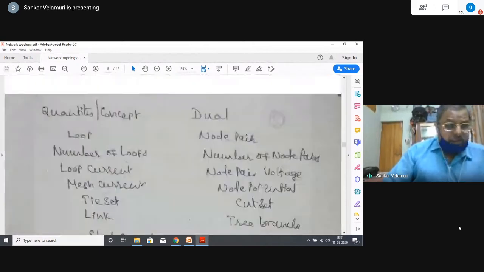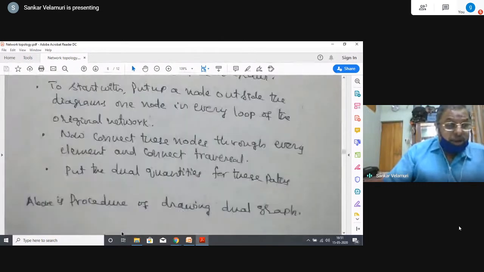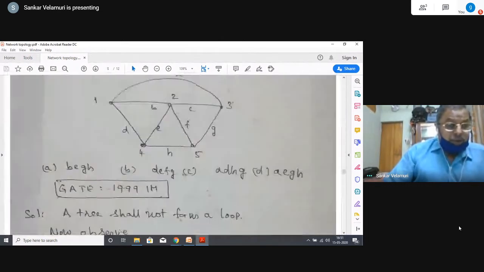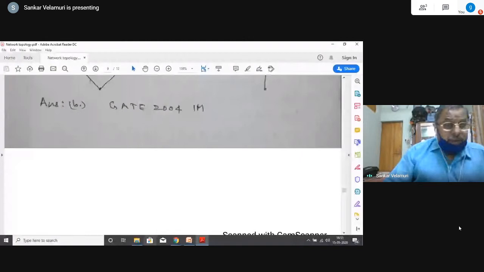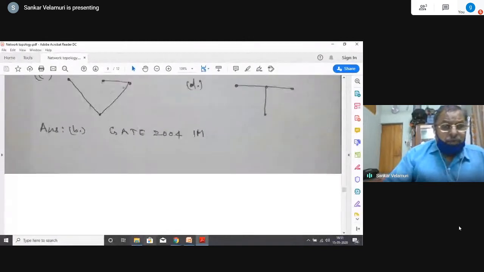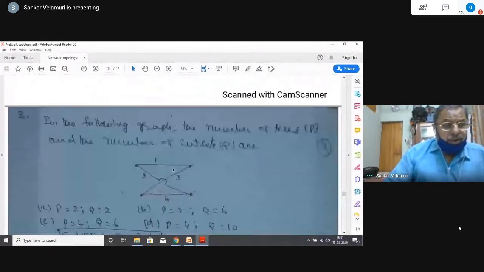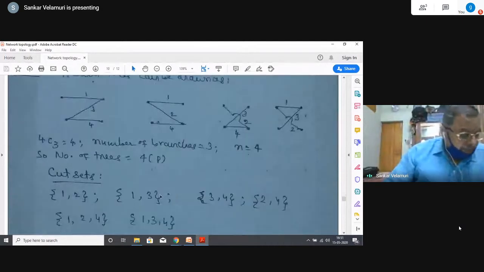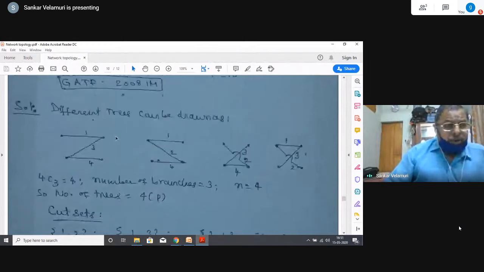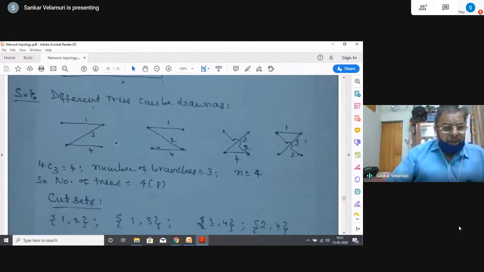But another interesting typical question that is being asked is very critical, which I will explain in the last question. This is the GATE 2004 question. Here the solution is already given, but I will try to give the explanation.